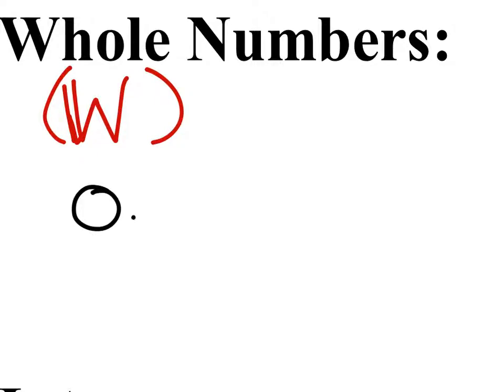Whole numbers are indicated also by the symbol W, but it's kind of like a fancy W like this. Some people connect it like that as well. So this would be the whole number symbol. Whole numbers are numbers such as 0, 1. So it's like a base number. 2. There's no decimals. 3.